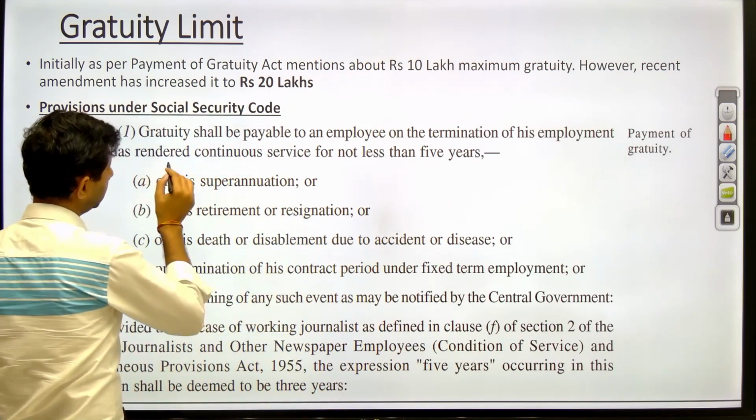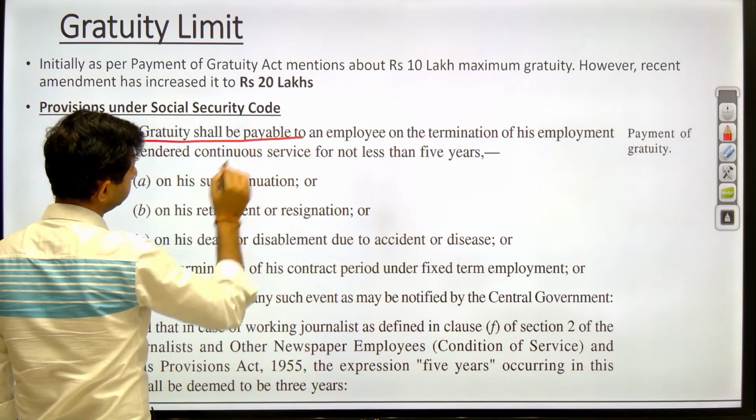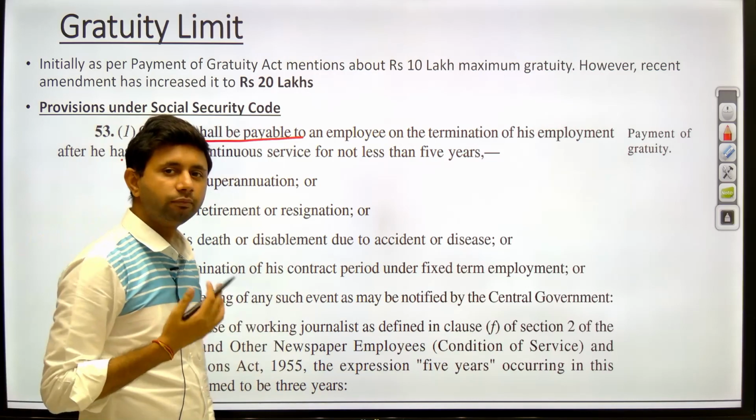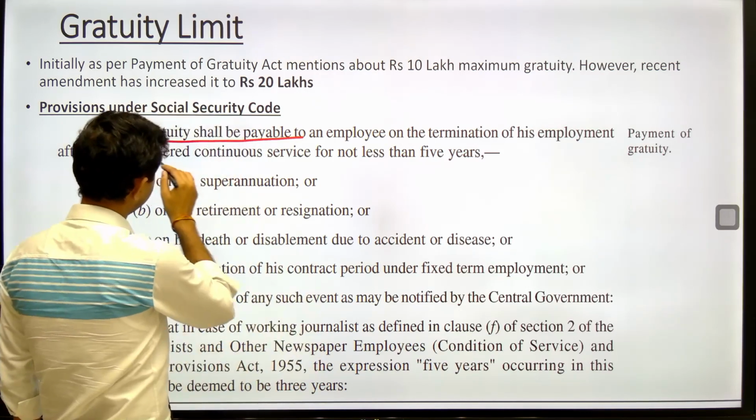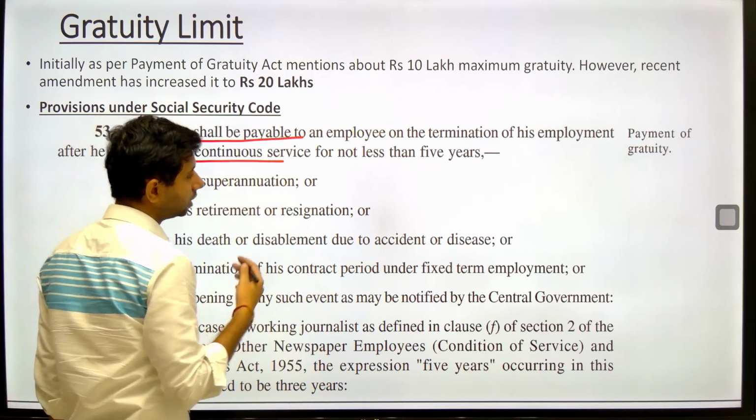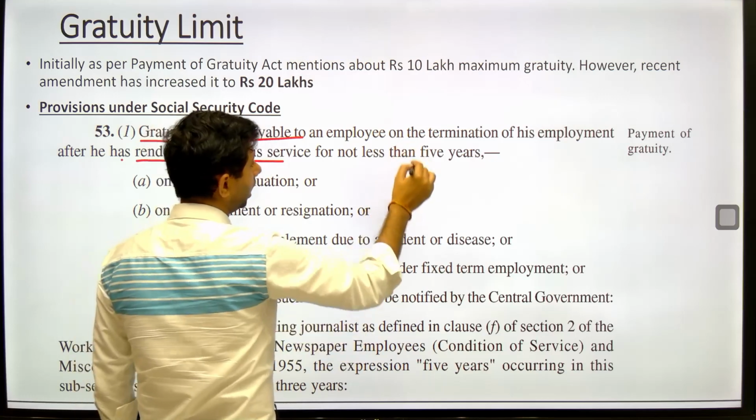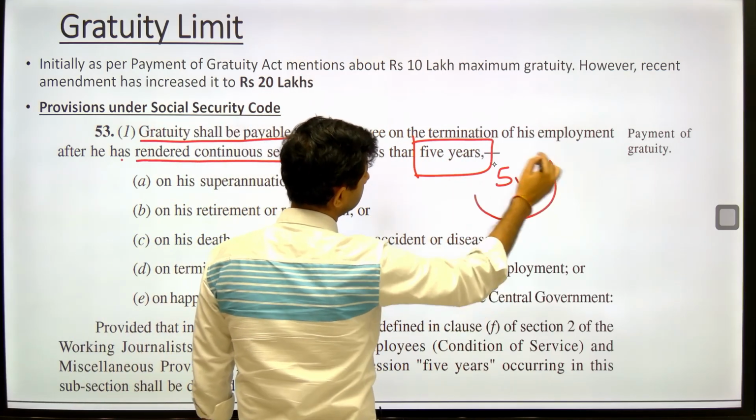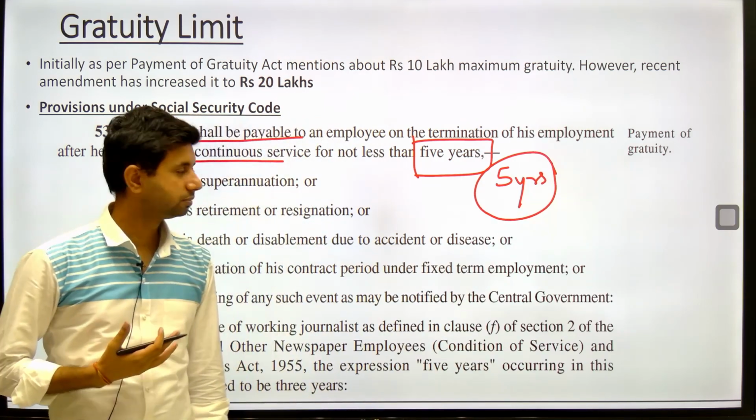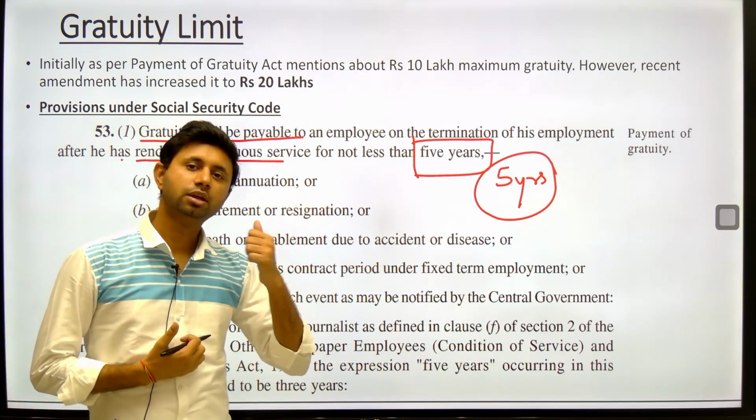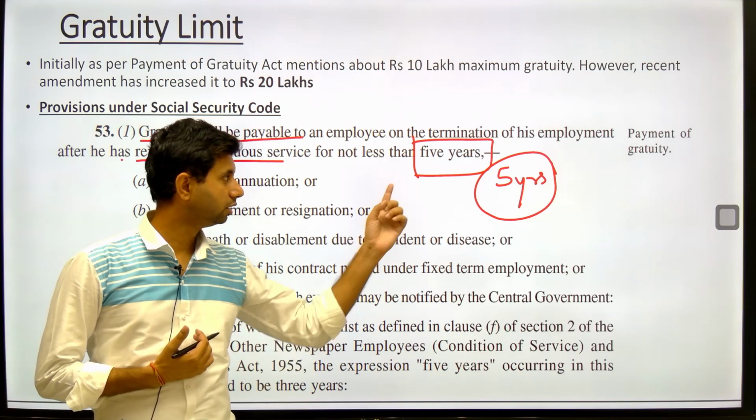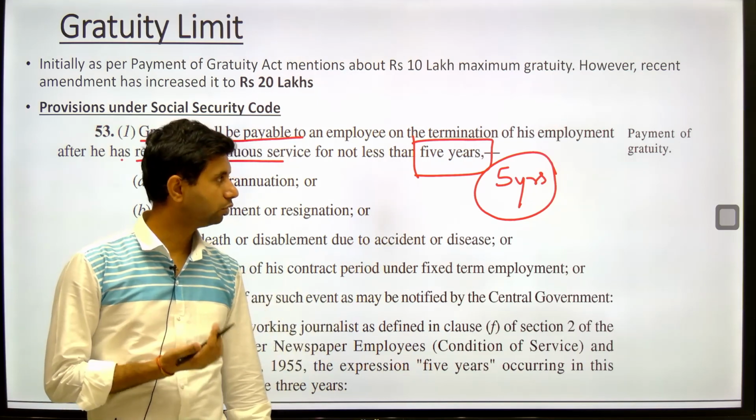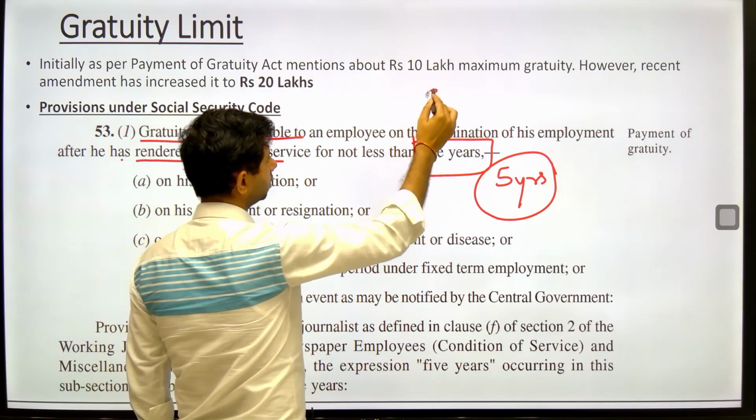So, gratuity shall be payable to an employee when that employee has rendered continuous service within that organization for at least 5 years. So, when an employee has been giving his services within a company for at least 5 years, then only he or she will be eligible for gratuity.